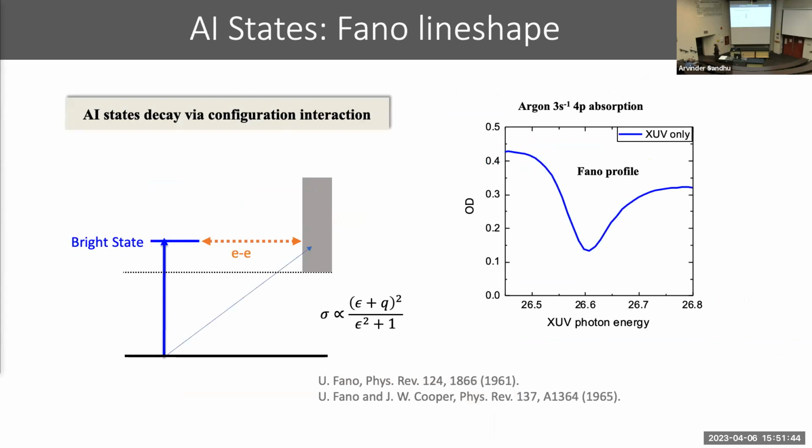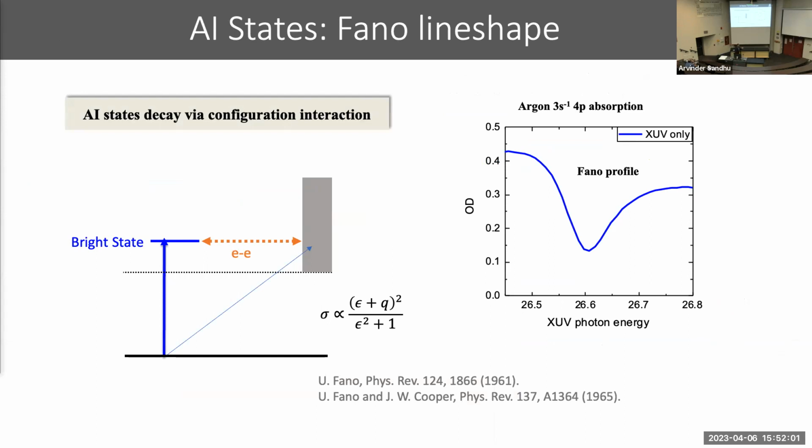So, okay, going back to the state, I call it a bright state because we are exciting it with a photon. So we say it's a bright state. And it can decay into the continuum because it's not a stable configuration. And this happens in atomic physics a lot.